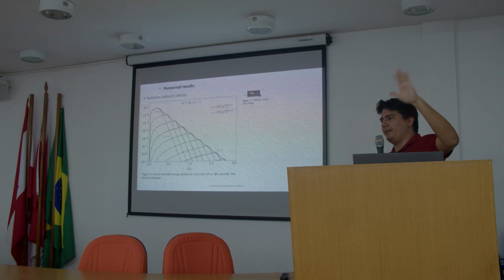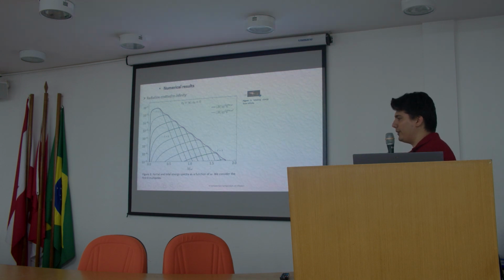So the usual case is you drop the charge from infinity, and you drop it with initial velocity equals 0, right? So you just drop it at infinity, and that's it, and you let it fall into the black hole, and you get something like that.